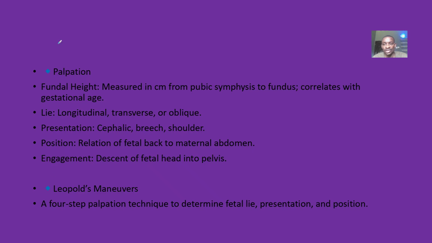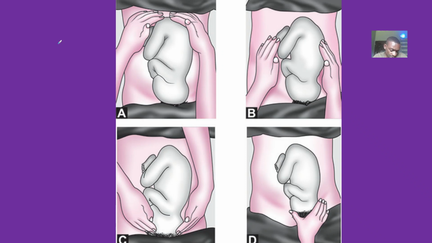So palpation, you are looking at the fundal height, how tall the tummy is becoming, how the baby is lying as related to the long axis of the mother. Presentation, which part of the baby's head is pointing down towards the cervix. Position, you are looking at the engagement. Then you do Leopold's maneuvers. Then you try to feel for the head of the baby, the back of the baby, the buttocks, and all those aspects.